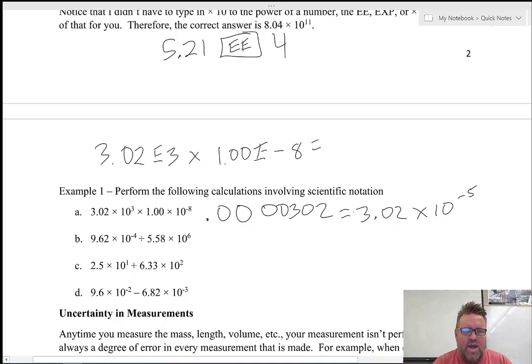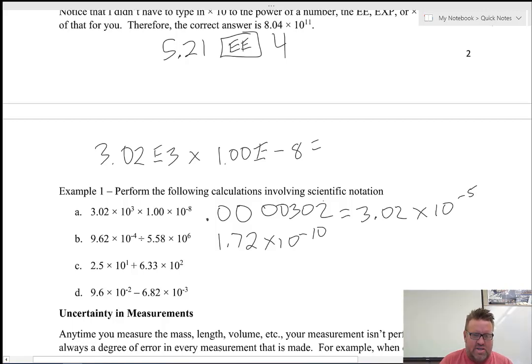Letter B, go ahead and pause it and do that one. So I've got 9.62 times 10 to the minus 4th divided by 5.58 times 10 to the 6th. And I get a final answer of 1.72 times 10 to the minus 10th. Or again, you could put 0.0000000000172. But again, why would you do that if you can just put it into scientific notation?